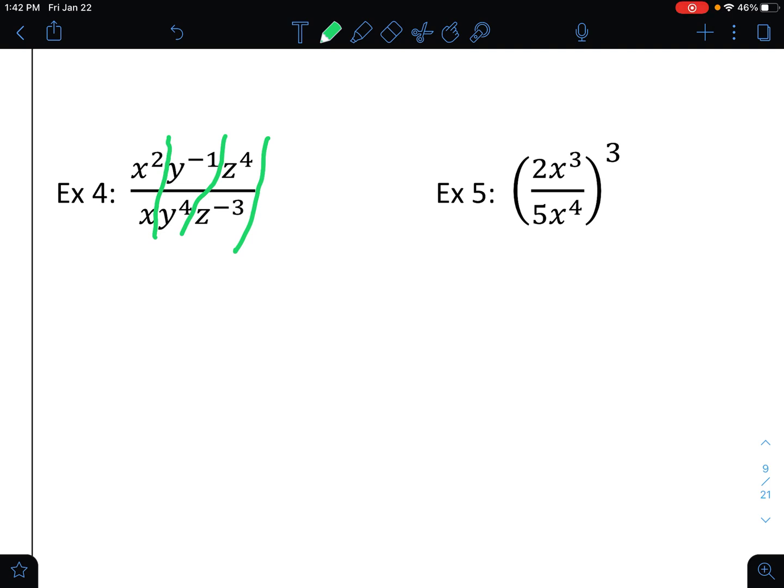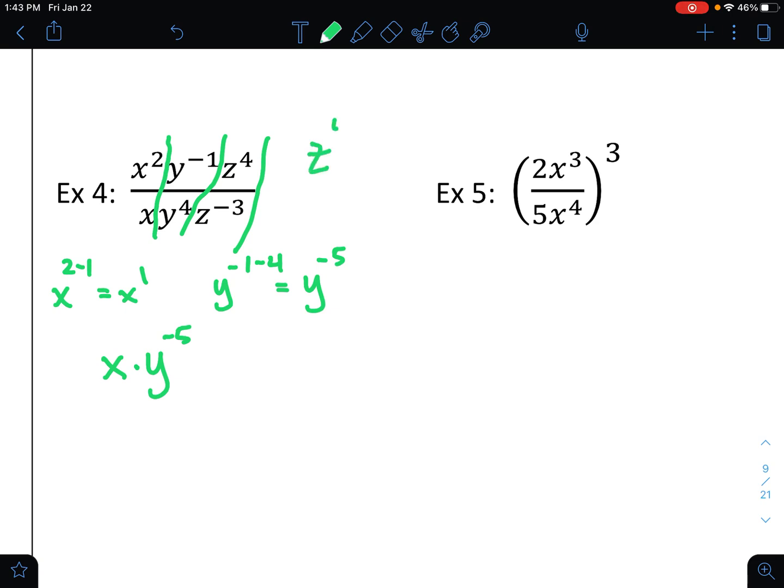All right, I have x to the power of 2 over x to the power of 1. So I'm going to do top exponent minus bottom. I'm going to just do a couple notes over here. Top exponent minus bottom. Okay, so that's going to be x to the first power. So I'm just going to bring x down here. Second one, I'm going to take y. Top exponent minus bottom. So -1 minus 4 is a -5. So now I have y to the -5th.